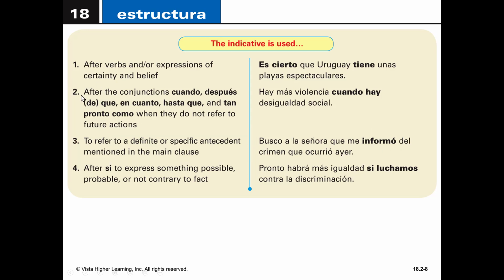Lastly, let's go to number 2. If you have these conjunctions, cuando, después de que, en cuanto, hasta que, tan pronto como, and they do not refer to future actions, then you're going to use the indicative. Hay más violencia cuando hay desigualdad social. There's more violence when there is social inequality.